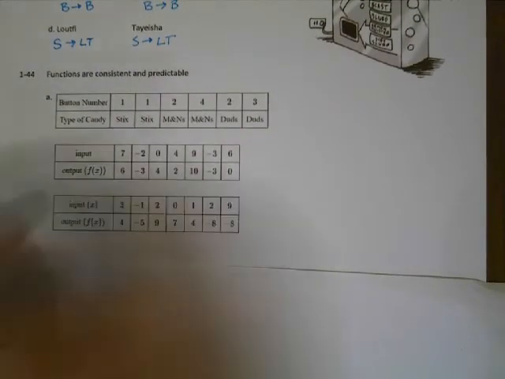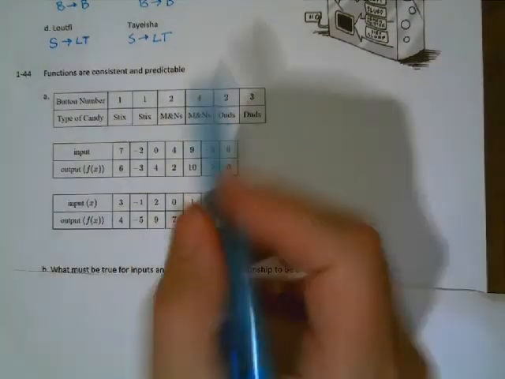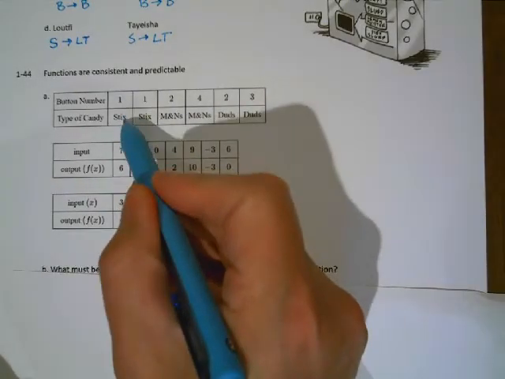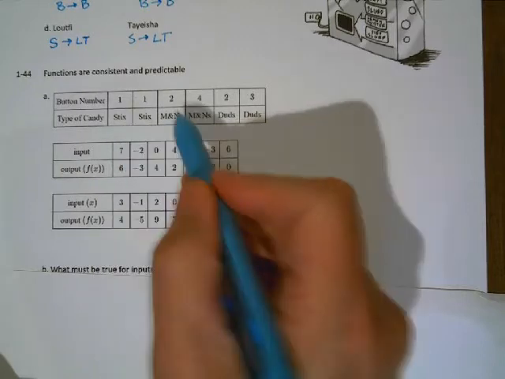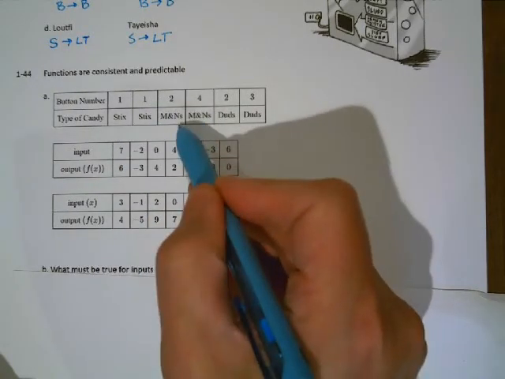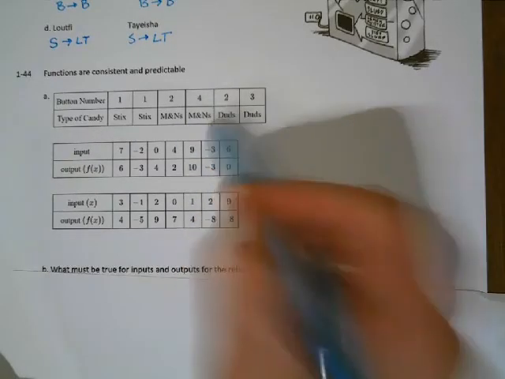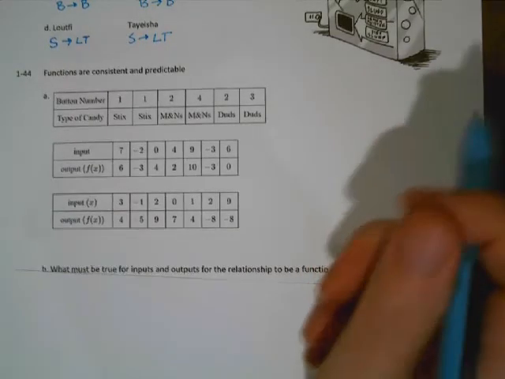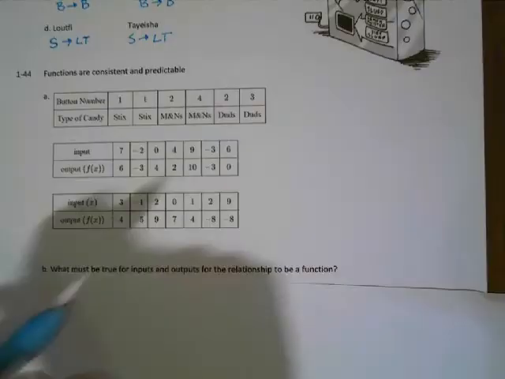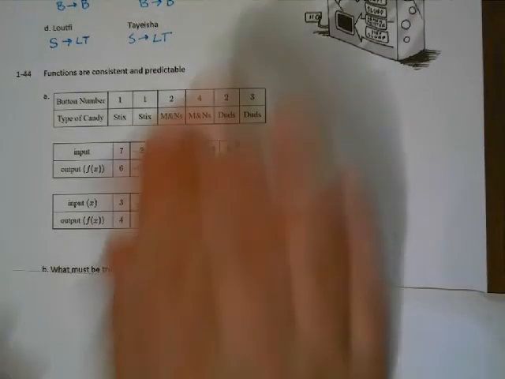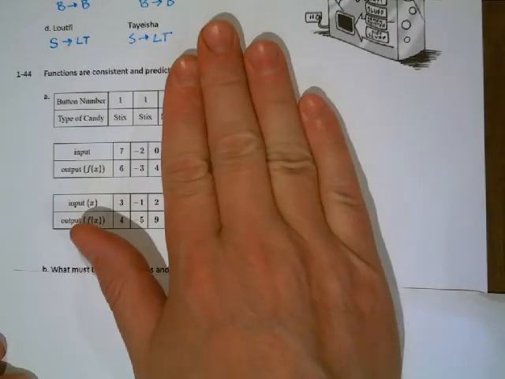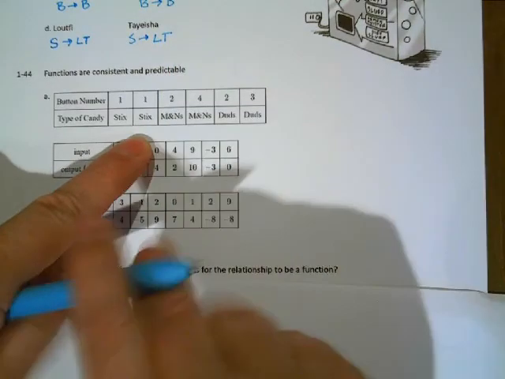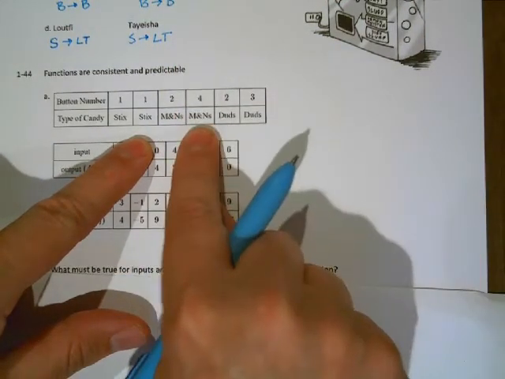All right, so we've got first situation here. We've got a button on a candy machine, kind of like the soda machine. They press the 1 button, and they got Sticks candy. Press the 1, got Sticks. 2, M&Ns. 4, M&Ns. 2, duds. 3, duds. All right, so we have to ask ourselves, are we getting predictable results? Well, what we really want to look at is the X values. Here's the 2 where I pressed 1. And I got Sticks both times. That's predictable. If I press 1, I'm going to get Sticks. When I press 4, I got M&Ns. When I press 3, I got duds.